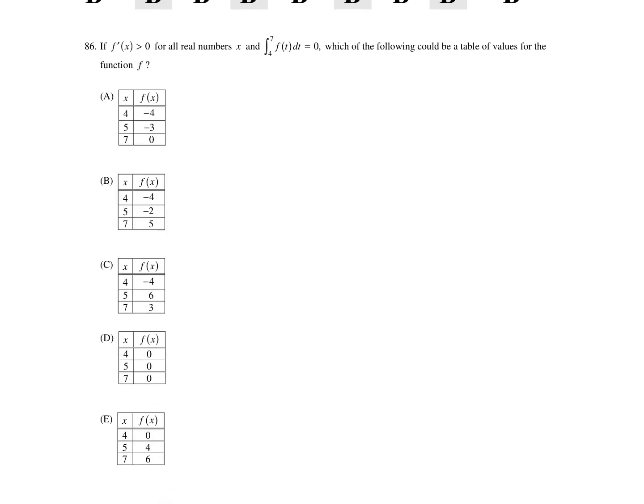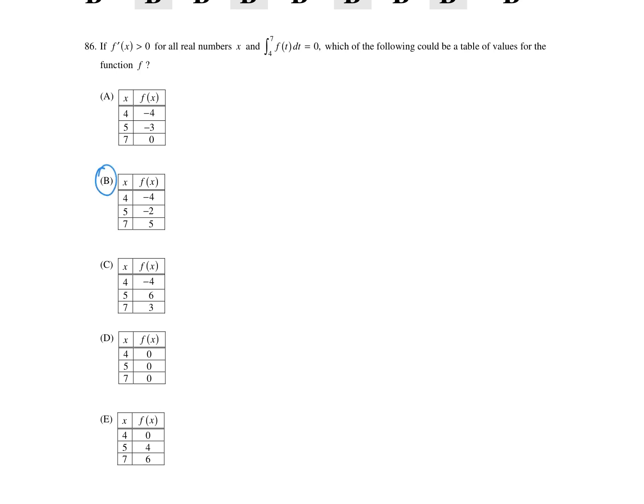If f prime of x is greater than 0 for all numbers, and the integral from 7 to 4 is 0, which of the following could be a table of values from the function f? It can't be E because the area has to be negative. It couldn't be C and D because the function isn't increasing. It can't be A because the area under the curve is always negative. So it has to be B or C, but C's decreasing. So then you would do B. So it has to be B? Yeah, it does have to be B.